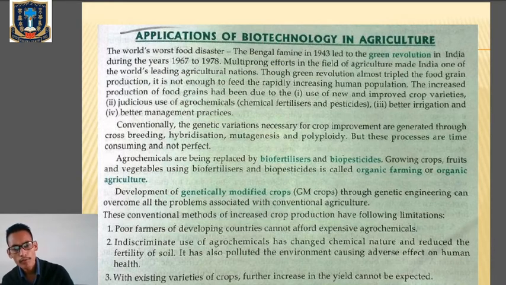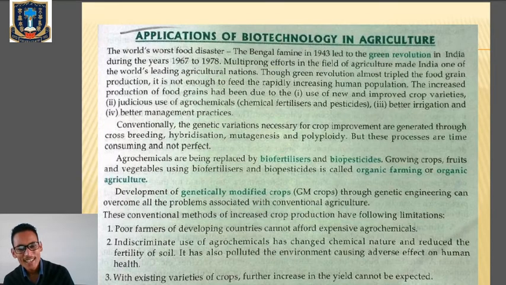The development of genetically modified crops with the help of genetic engineering can overcome all these problems. These conventional methods of increasing crop production have the following limitations. What are those limitations or drawbacks? Number one, poor farmers of developing countries cannot afford expensive agrochemicals. They are not able to buy those expensive chemical fertilizers. They are not able to buy those pesticides.